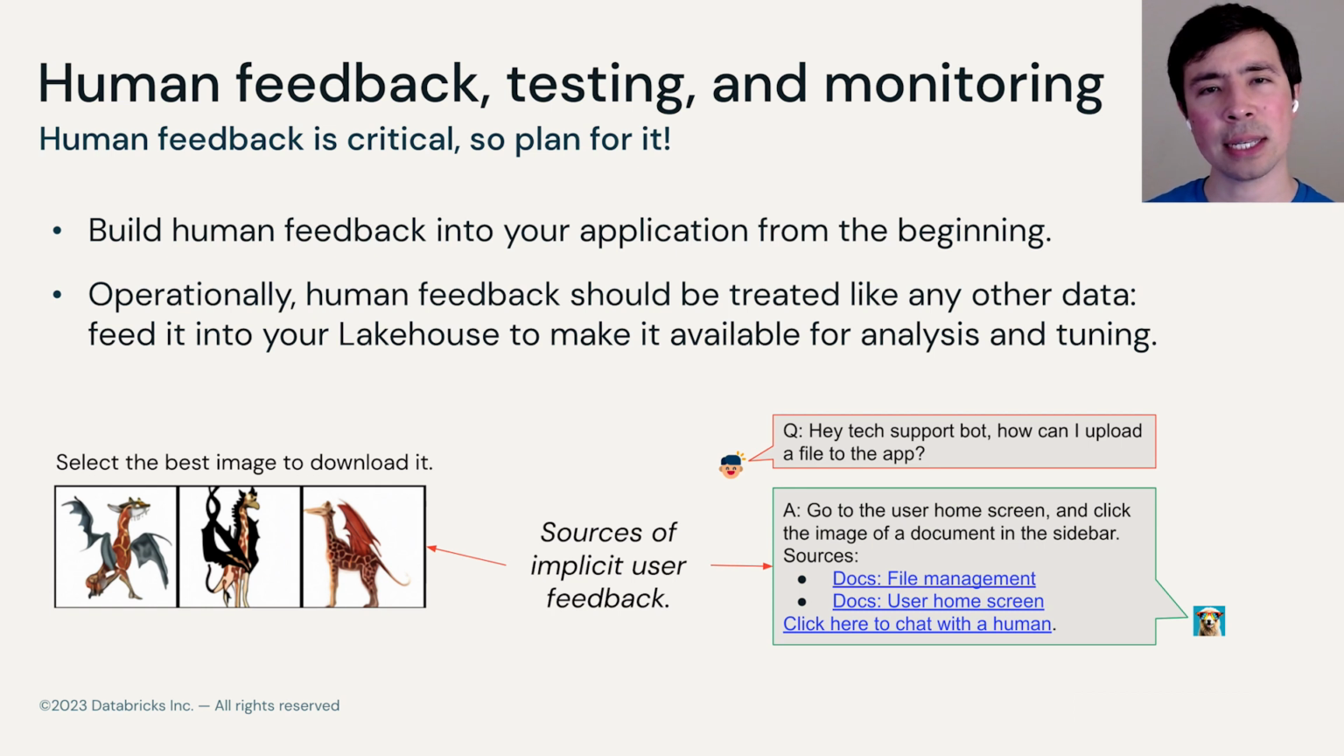On the bottom, there are a couple examples of applications with implicit feedback. On the left, say you have a model which generates images, and users can click an image to download it. That's implicit feedback about which image they wanted or like. On the right, an example tech support bot gives an answer, but also links to sources for more information, indicating maybe it wasn't quite enough information, or a particular source sounds particularly relevant, or an escape hatch to chat with a human, outright saying this bot's answer was not useful.